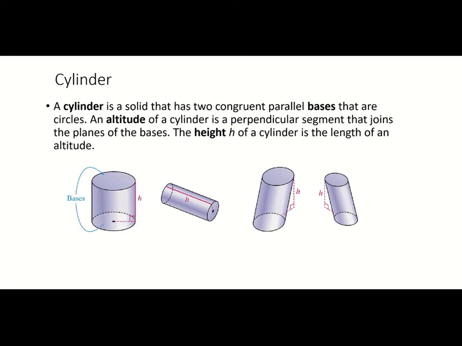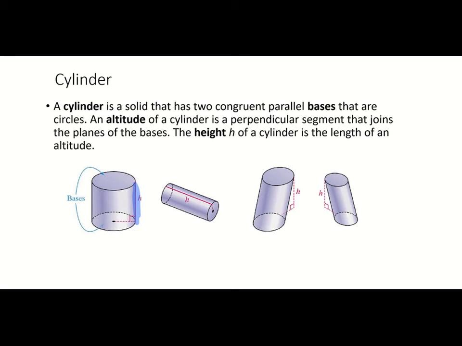Next, we're going to look at a cylinder. And a cylinder is a solid that has two congruent parallel bases that are circles. So they're not made up of polygons. It's not a polyhedron, but it is a solid still. The altitude of a cylinder is the perpendicular segment that joins the two bases together. So here's the altitude. The height of the cylinder is the same as the altitude.